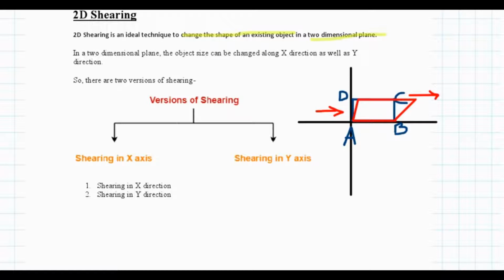Or you can change its shape in the y direction as well without changing its shape towards the x direction. For that, you have to pull this rectangle in the upward direction by grabbing the C point. So this was a visual representation for this property. In a two-dimensional plane, the object size can be changed along the x direction as we did in case of this red polygon, or in the y direction as we did in the green polygon. So how this shearing in x-axis and shearing in y-axis will go, to find this we have to dive deeper.